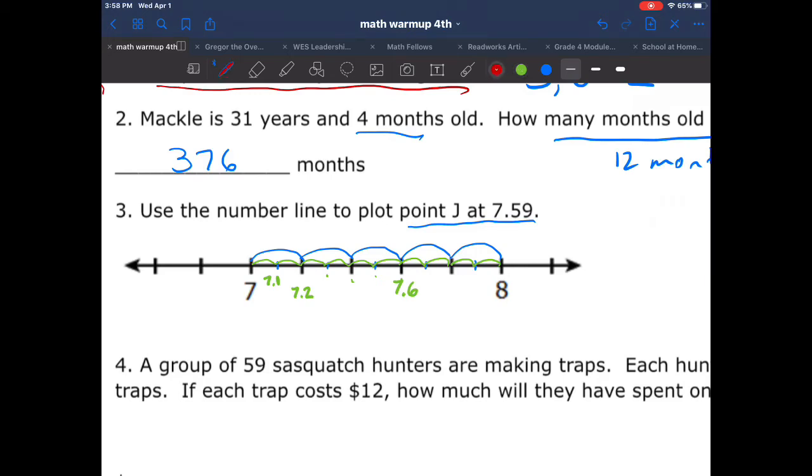Here we need to remember that 6/10 is the same as 60 hundredths, and 59 hundredths is almost 60 hundredths. So we need to estimate back here 1/100th. So we'll say J is right there. It is just before we get to 7 and 6/10.